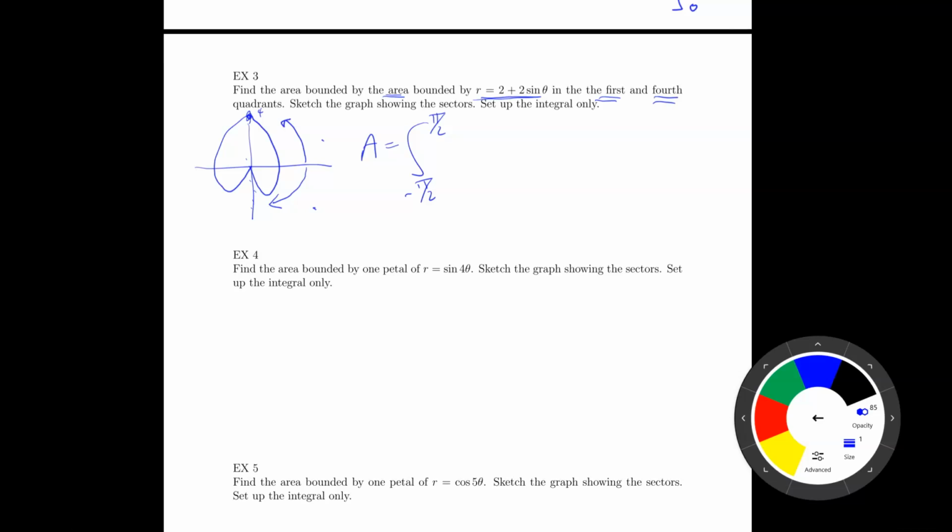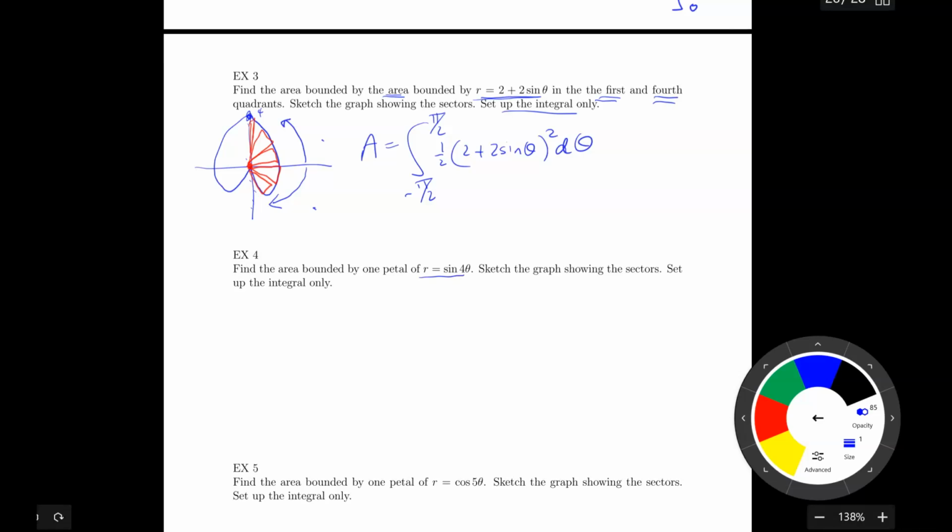And to draw the sectors, let me just get this in a different color. Remember, sectors always start from the origin and go out to the curve, right? And it's the angles on the sectors that are getting smaller and smaller, so they end up just being little tiny sectors like that. All right, so it's 1/2 (2 plus 2 sine theta) squared d theta, and we're just setting up this integral only.